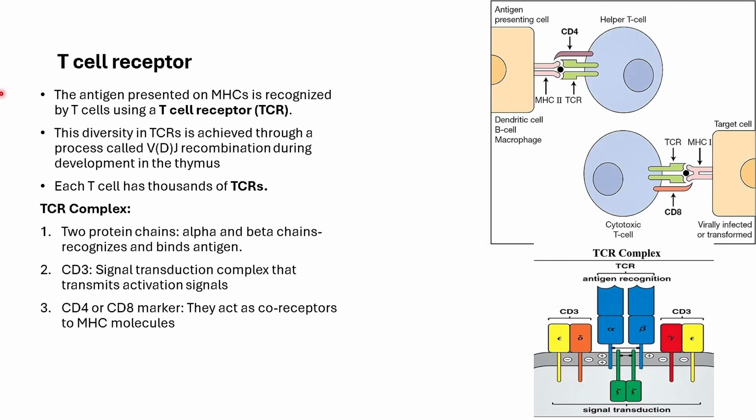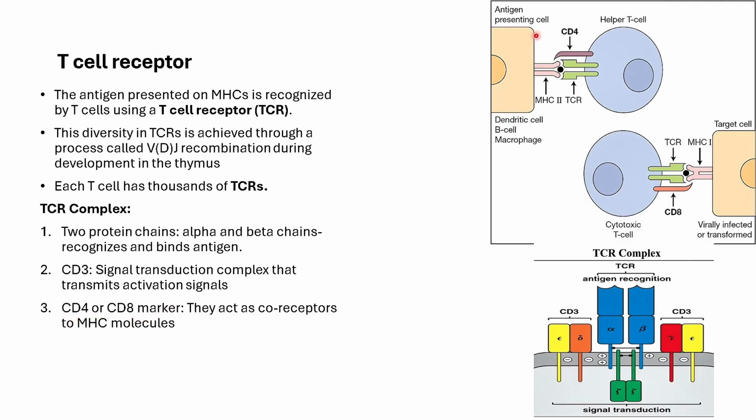The MHC bound to the antigen presented to the T cell will actually bind to the T cell receptor. The T cell receptor complex is made up of two protein chains, an alpha and a beta chain, that recognize and bind the antigen; a CD4 or CD8 marker, which acts as a co-receptor for the MHC molecules; and a CD3 protein, which is responsible for signal transduction and transmission. Both CD4 and CD8 T lymphocytes require antigen presentation and stimulation. Similar to antibodies, the body also generates diverse T cell receptors to be able to identify different pathogens. They undergo diversification in the same manner by gene segment recombination.